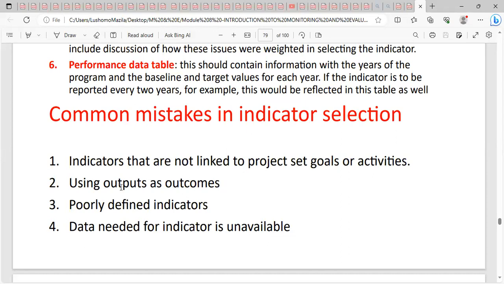The other one is using outputs as outcomes. Here you should be very careful as an M&E expert.